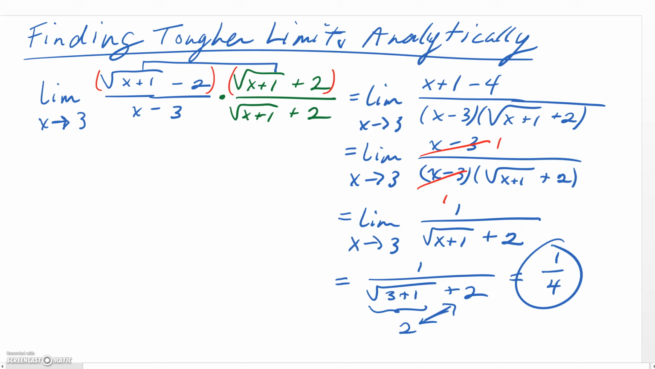If you can't believe this, I urge you to graph it on your calculator or computer and take a look at it. The limit as x goes to 3 of this function is 1/4. You could also look at the table in your calculator. So that's how you can tackle one of these guys.